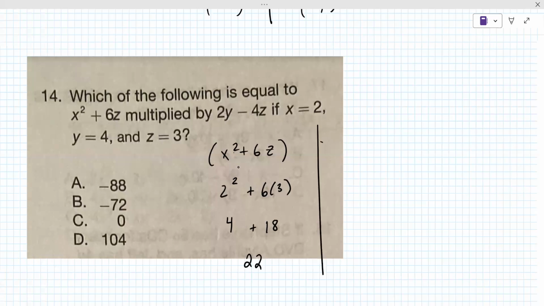Now the other one, I just got a different number in my calculator when I was putting it in. Okay.